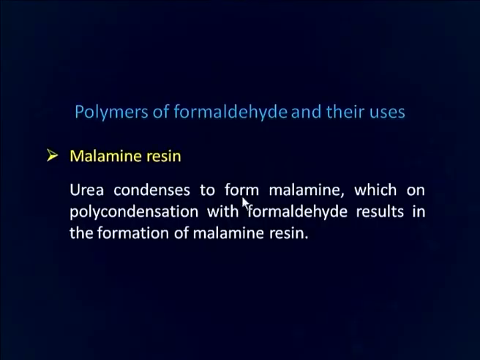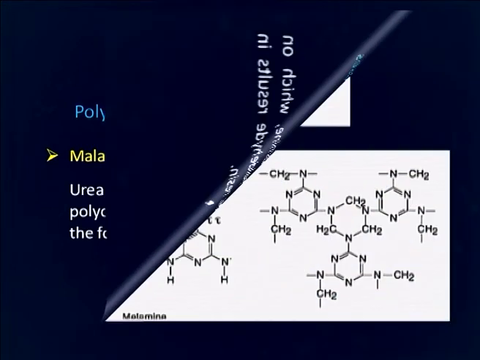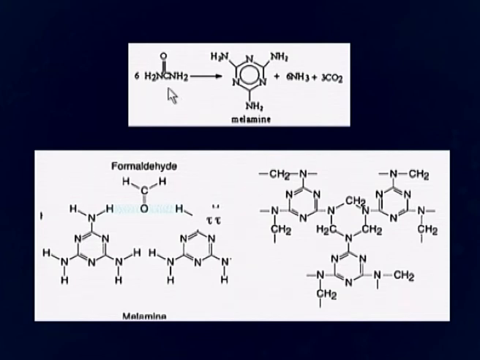Another polymer of formaldehyde is called melamine resin. Urea condenses to form melamine, which on polycondensation with formaldehyde results in the formation of melamine resin. You can see here, first there is formation of melamine, and then this melamine condenses with formaldehyde to form this polymer melamine resin. We will now discuss the uses of melamine resin.